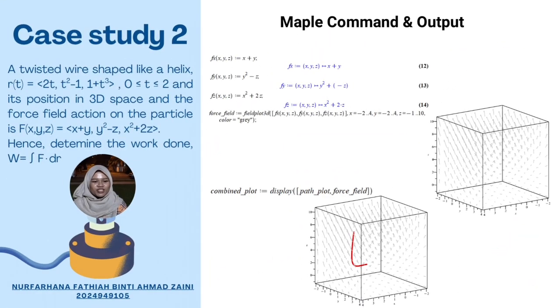Next, we visualize the force field and the path of the particle. The red curve shows the helical path of the wire based on r(t) equal to (2t, t squared minus 1, 1 plus t cubed). The arrows represent the vector field from the force function, F(x, y, z) equal to (x plus y, y squared minus z, x squared plus 2z).